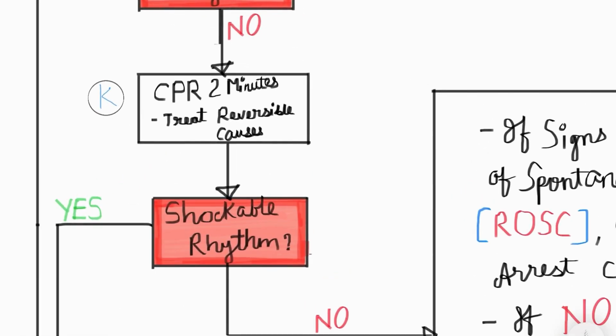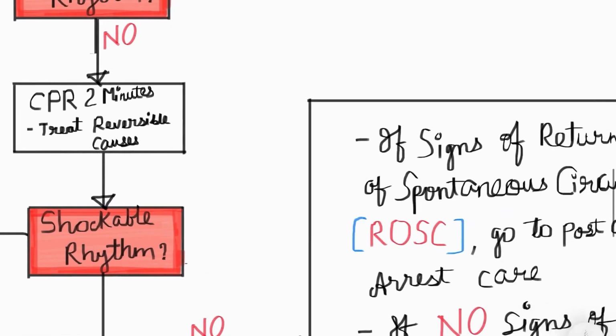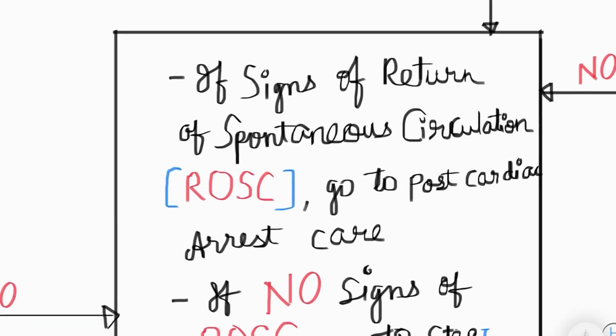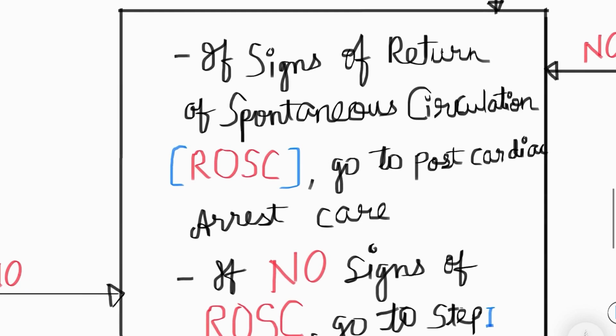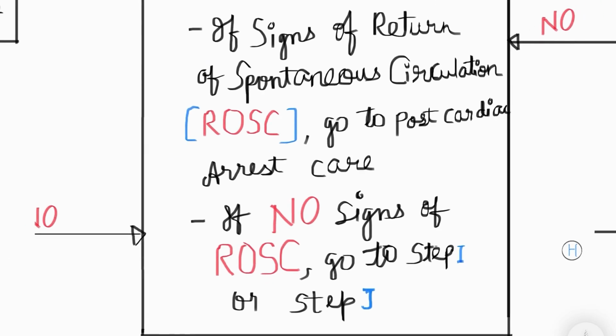Again check the rhythm, is it shockable or not shockable? If no, then again start CPR and continue the same. If there are signs of return of spontaneous circulation, then go to post cardiac arrest care. Once the patient's rhythm is restored, shift the patient to post cardiac arrest care.